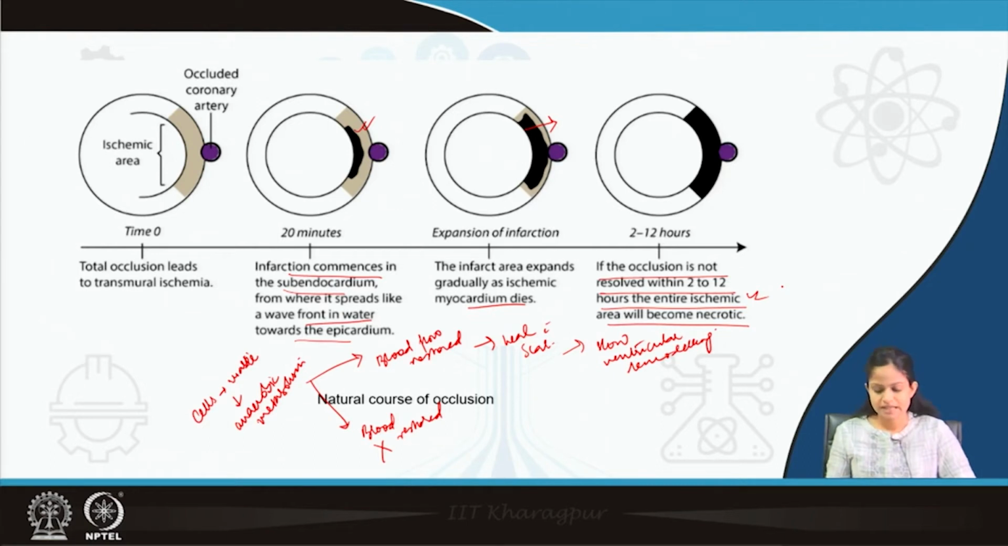will become necrotic. Now, why is this ischemia occurring in the subendocardial region? Because the subendocardial region is very prone to ischemia. It lies away from the ventricular cavity, so it cannot enjoy the oxygen from the ventricular cavity. Also, we know the coronary blood flow is from epicardium to endocardium. So, that is why the subendocardial region is very prone to ischemia. Ischemia occurs in the subendocardial region, then it will spread to the epicardial region. So, this is the natural course of occlusion.